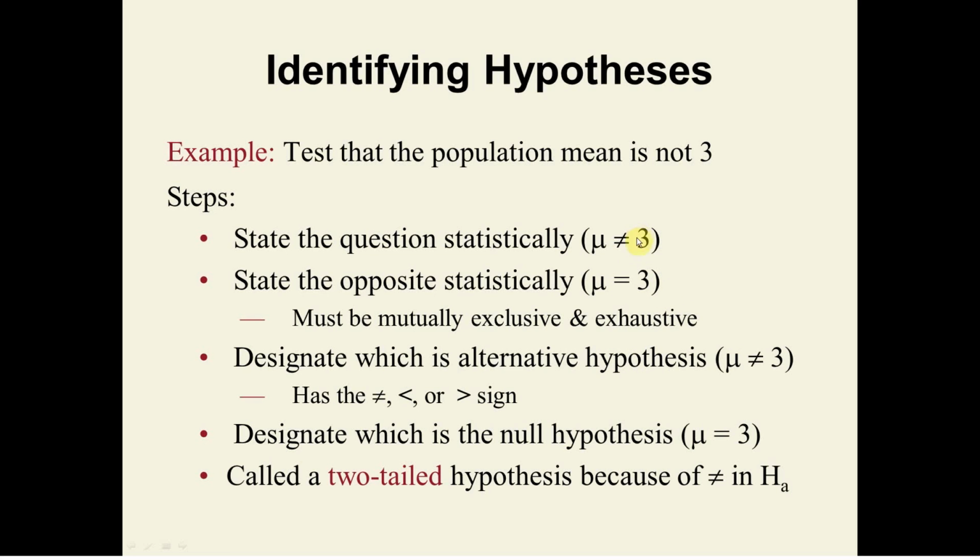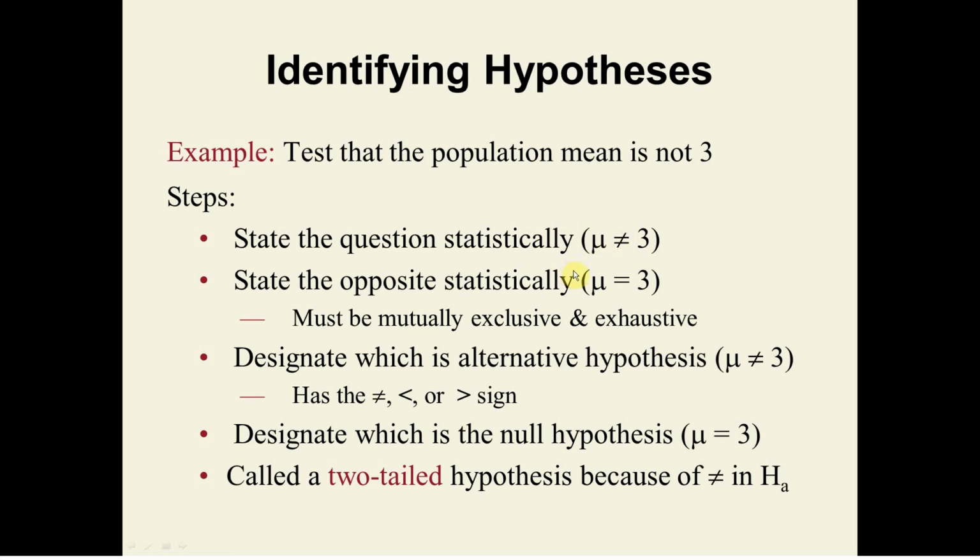Now, because this has the not equal, this is going to have to be the alternative hypothesis, or H sub A. This one has the equality, so this is going to be the null hypothesis, or H naught. We call this a two-tailed hypothesis because not equal means that mu can be not equal to 3 by being either less than 3 or greater than 3. So in other words, I can be not equal by being greater than or less than.